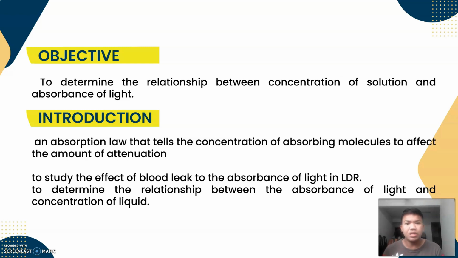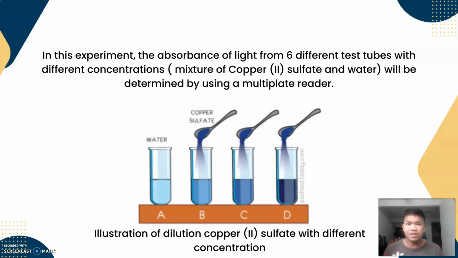Next is to determine the relationship between the absorbance of light and concentration of liquid. In this experiment, absorbance of light from 6 different test tubes with different concentrations, which is a mixture of copper II sulfate and water, will be determined by using a multiplate reader. Below is the illustration of dilute copper II sulfate with different concentrations.